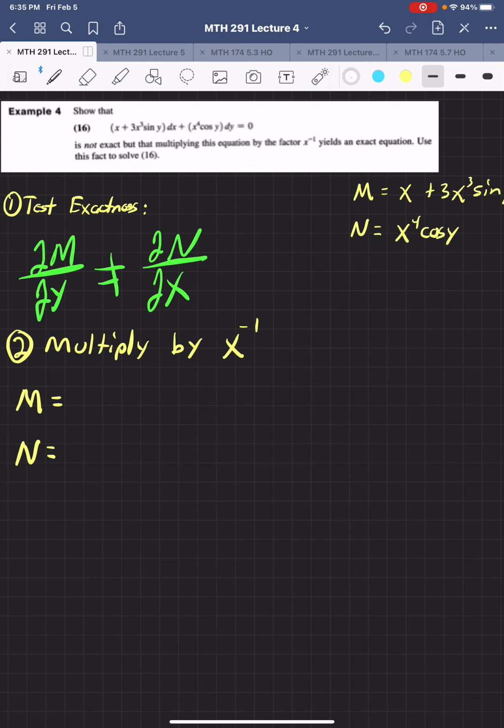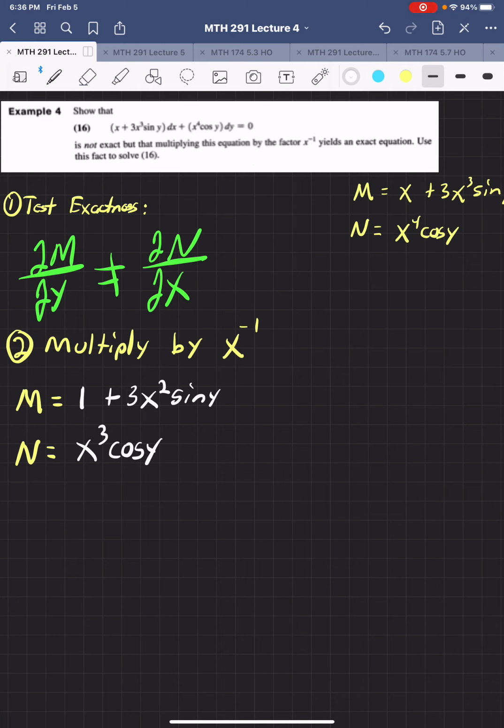So now we would have, well, let's see here. x times x to negative 1 would just be x divided by x, so that's just 1. And then you had 3x cubed sine of y. You would now have plus 3x squared sine of y. For N, you would have x cubed cosine of y.